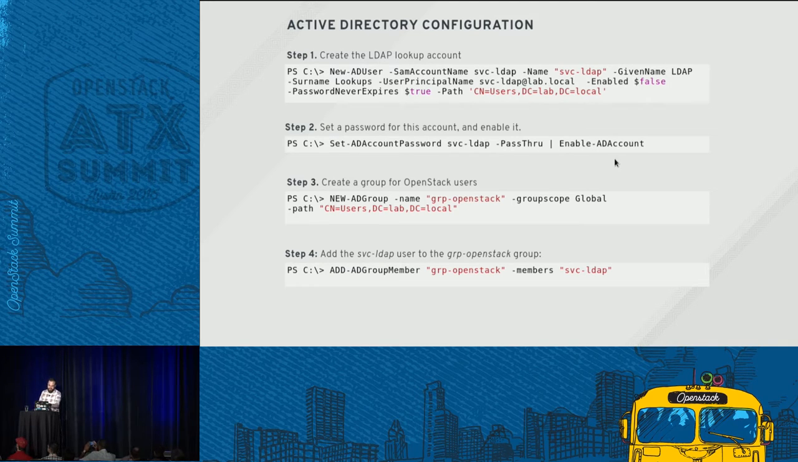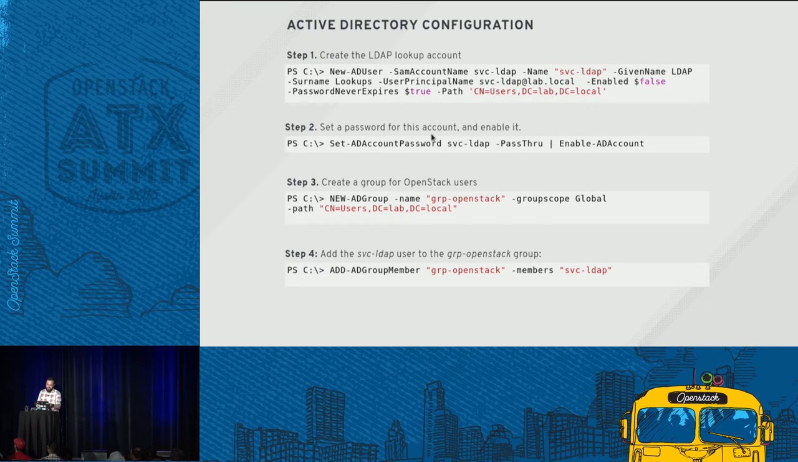So this is PowerShell code. They're going to create a new AD user called svc-ldap. Now, they can choose whatever name they want, but I've just used svc-ldap to give it more of a service account name. And this account does not need to have any special privileges. It doesn't need to be an admin account. Just a normal user will do.